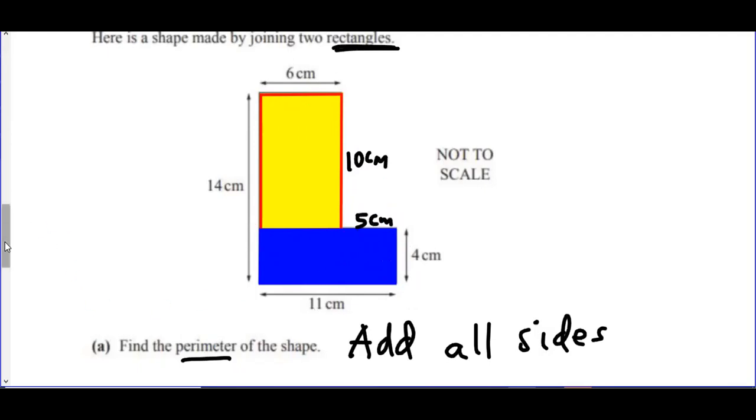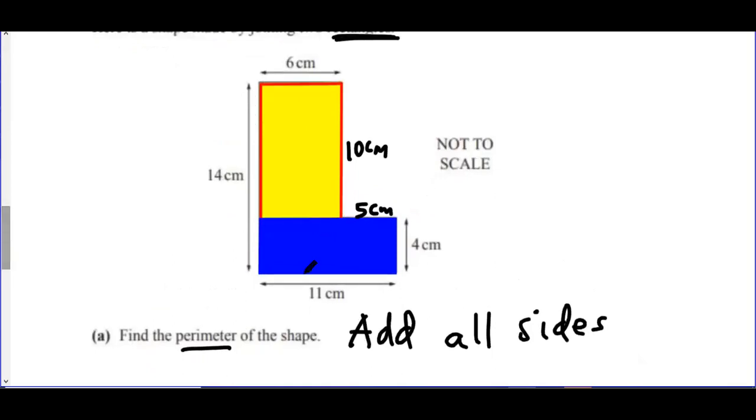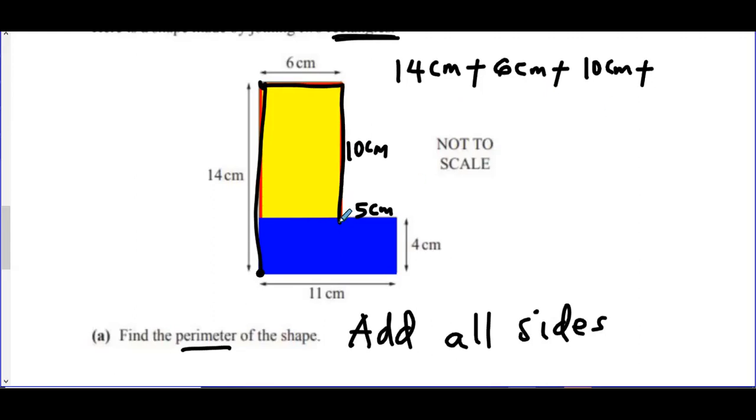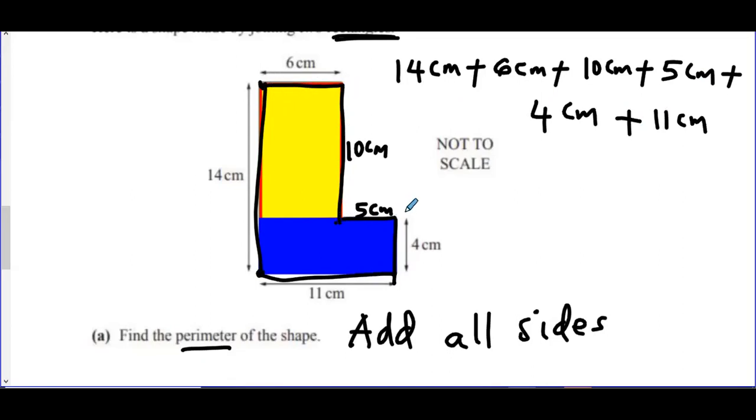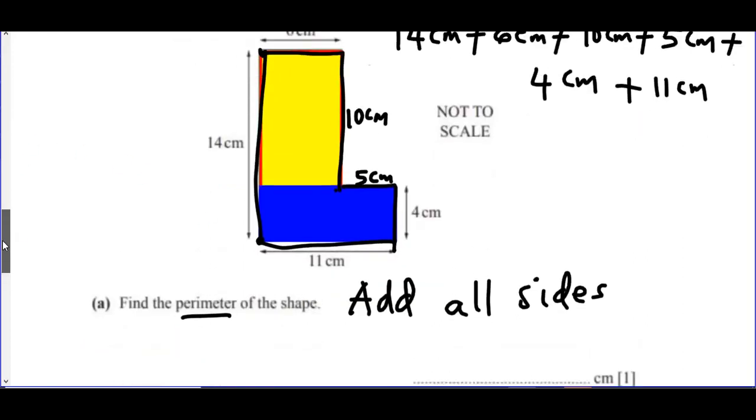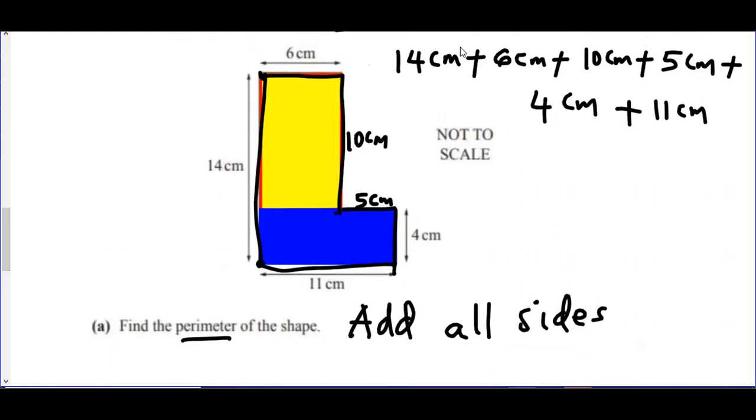So what I'm going to do is add all the sides. The sides I'll be adding will be 14 centimeters plus 6 centimeters plus 10 centimeters plus 5 centimeters plus 4 centimeters plus 11 centimeters. Let me check correctly: 14 plus 6, plus 10, plus 5, plus 4, plus 11. Now this calculation should be happening here.